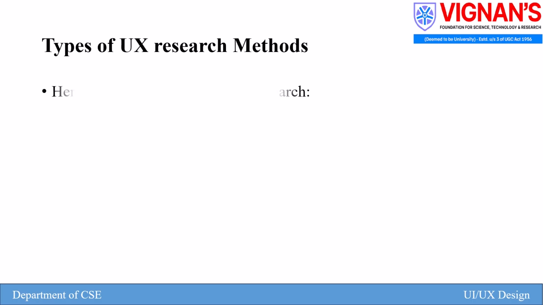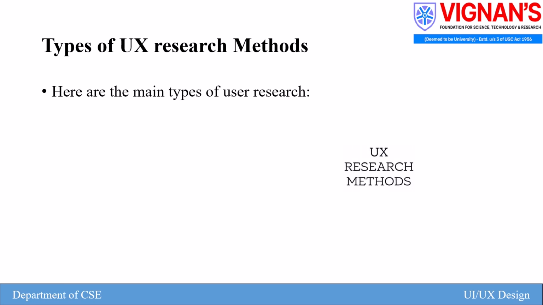Here are some of the main user research methods. Attitudinal research. Attitudinal research is a type of user research that focuses on understanding users' opinions, beliefs and perceptions about a product. It focuses on opinion of users, what they say. Example, asking users, how satisfied are you with this app?